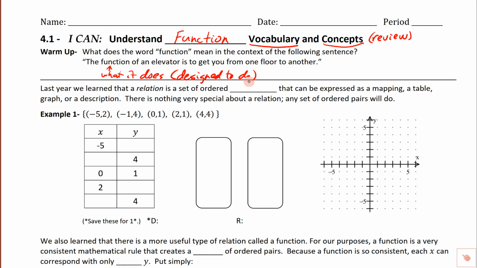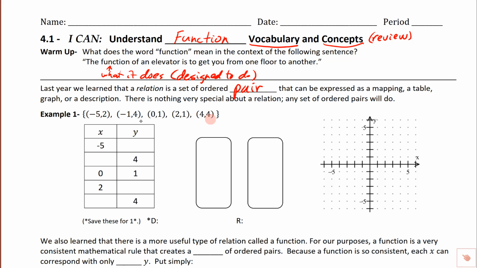Now last year, or I'm hoping last year in a previous course, you would have learned that a relation is a set of ordered pairs. Set of ordered pairs, and it can be expressed a lot of different ways. It can be expressed as a mapping, a table, a graph, or a description. And there's really nothing special about a relation. Any set of ordered pairs will do.